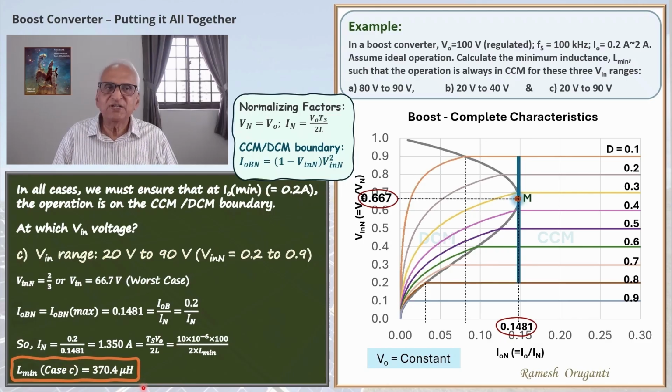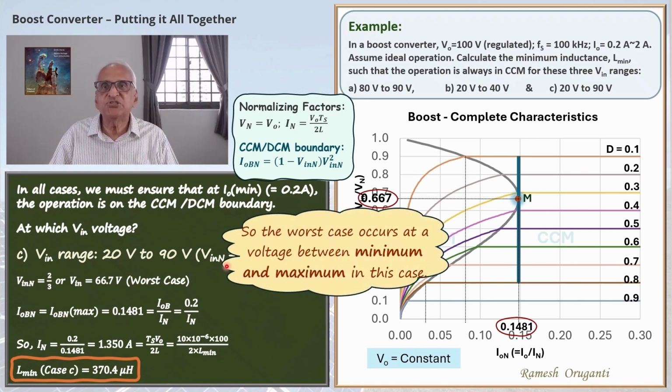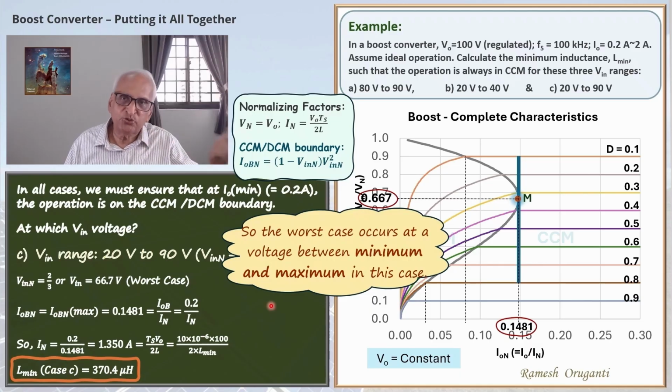The main point here is that the worst case here is neither the minimum voltage of 20 volts nor the maximum voltage of 90 volts, but the in-between voltage of 66.7 volts. You can see that the worst case operating point very much depends on the voltage range. If the voltage range covers this maximum boundary point, then you should choose the maximum boundary point. Otherwise, the value closest to the maximum boundary point should be chosen.